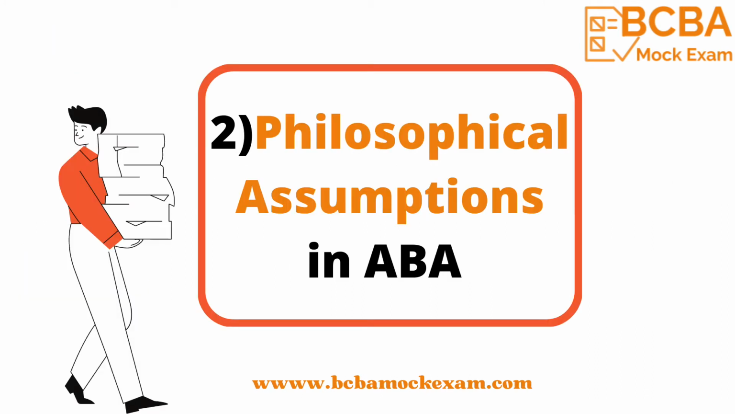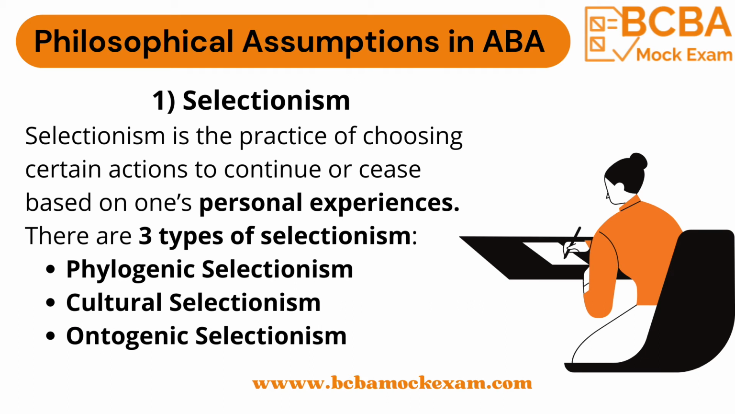Section 2 is about the philosophical assumptions in ABA. This means this section is a little bit abstract. The target terms in this section are selectionism, determinism, empiricism and parsimony. Let's begin. The first assumption is selectionism. Selectionism is the practice of choosing certain actions to continue or cease based on one's personal experiences. Selectionism is important for behavior analysts to investigate individuals' behavior, because behavioral scientists must consider how the environment affects living organisms both individually and collectively.